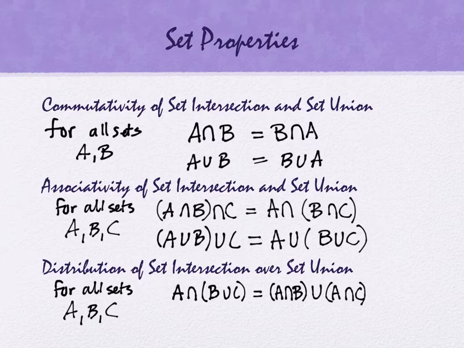So it kind of feels like what you're doing is taking this A and distributing it through to each of the sets. That's why it's called the distributive property. All right, so A intersect with B, A intersect with C, and now the union symbol is between those two intersections.